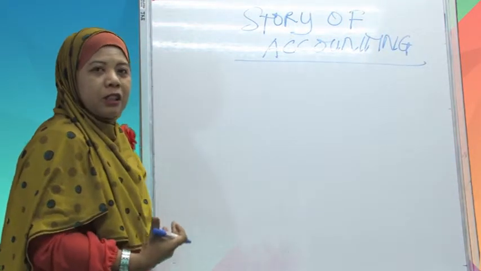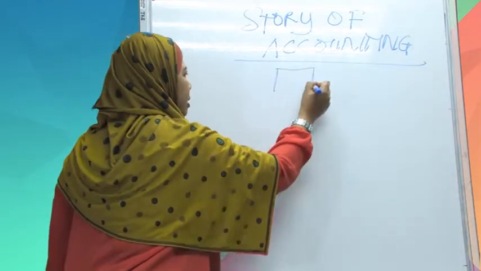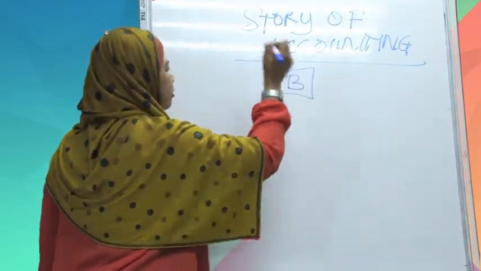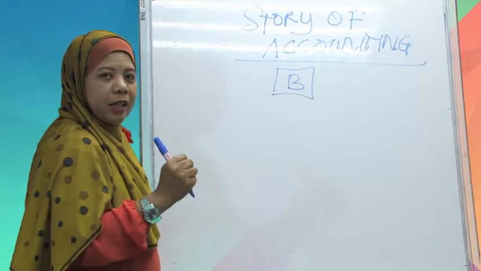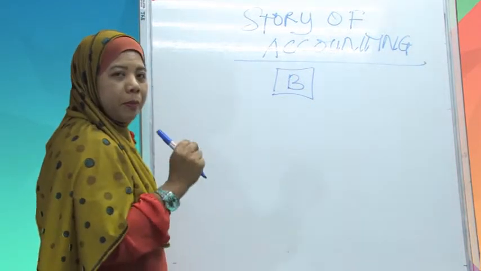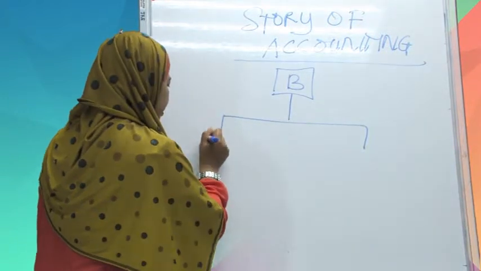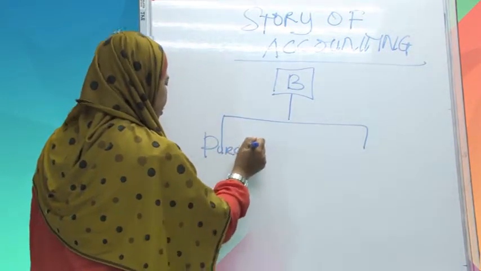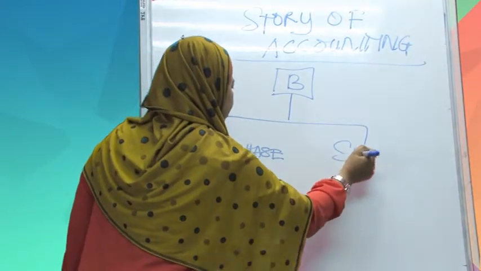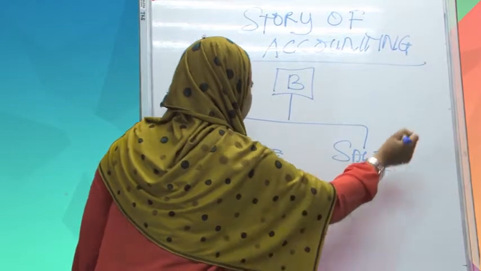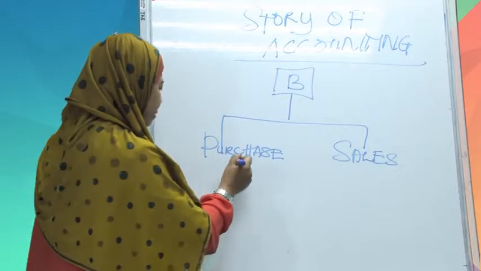Accounting starts from one business. Then we have purchase and sales. There are two types of purchase and sales. Purchase with cash and purchase with credit.